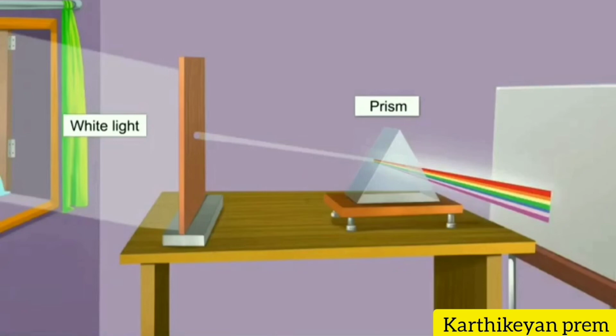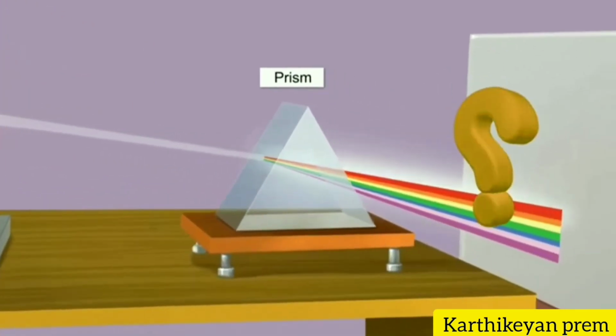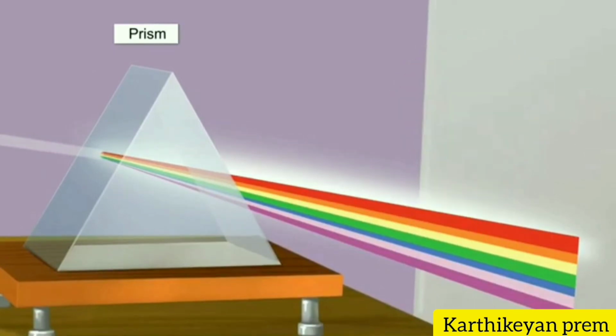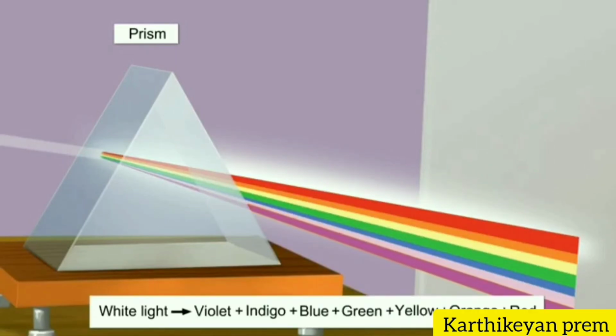Light coming from the sunlight was white light. Are you wondering from where this beautiful band of colors appeared? Actually, the white light consists of 7 colors, namely violet, indigo, blue, green, yellow, orange and red, which we saw as the band of colors.